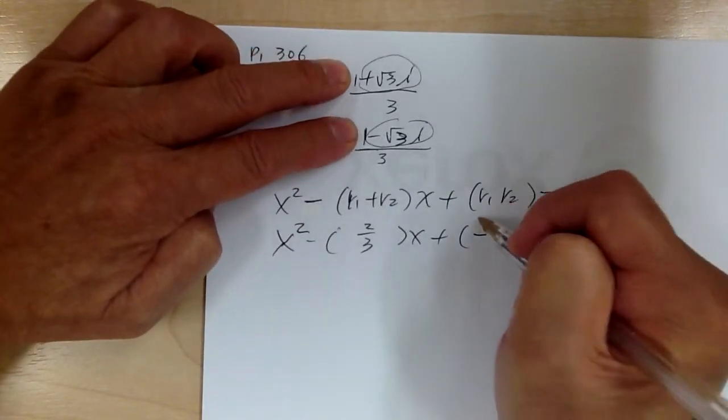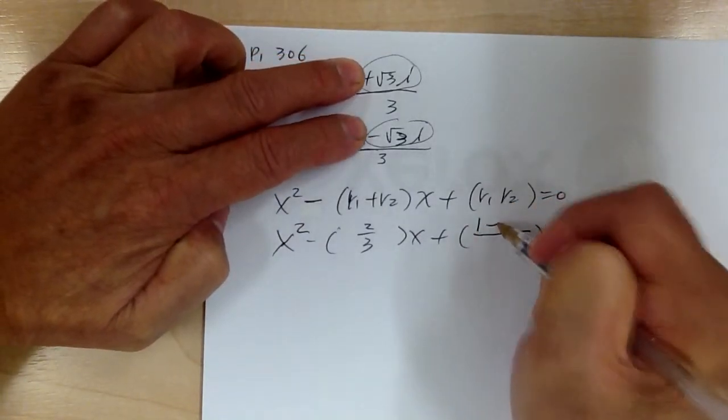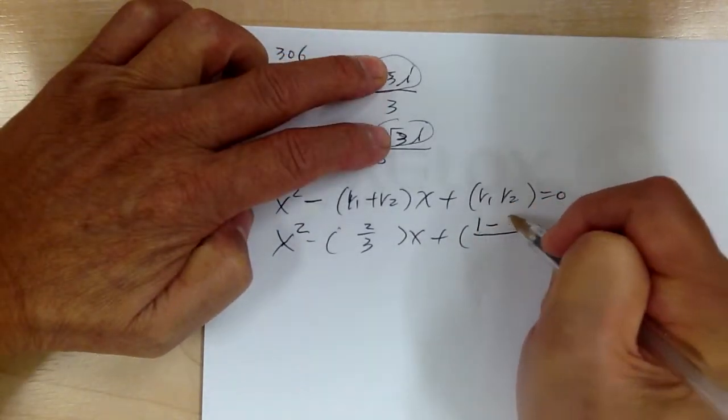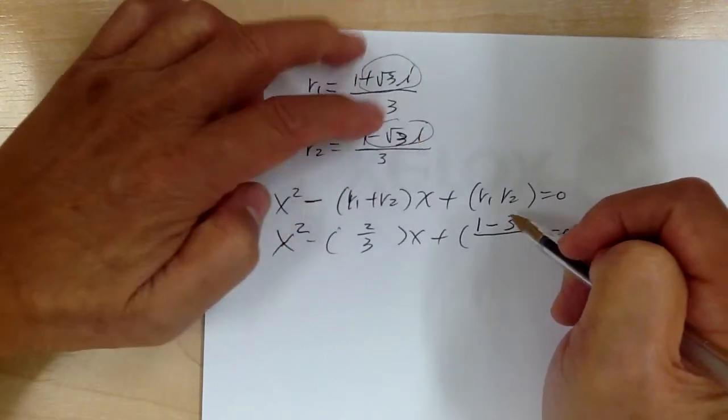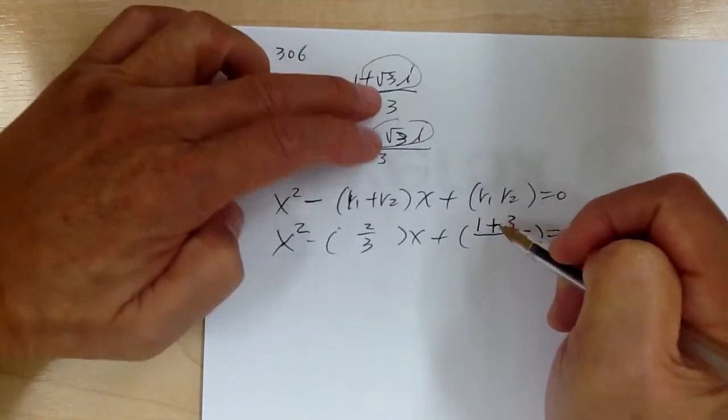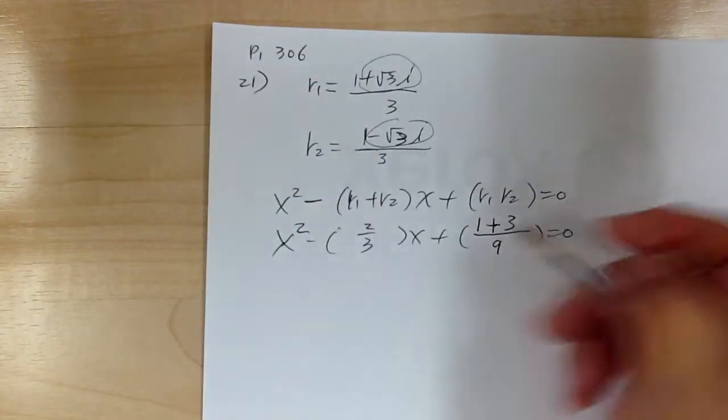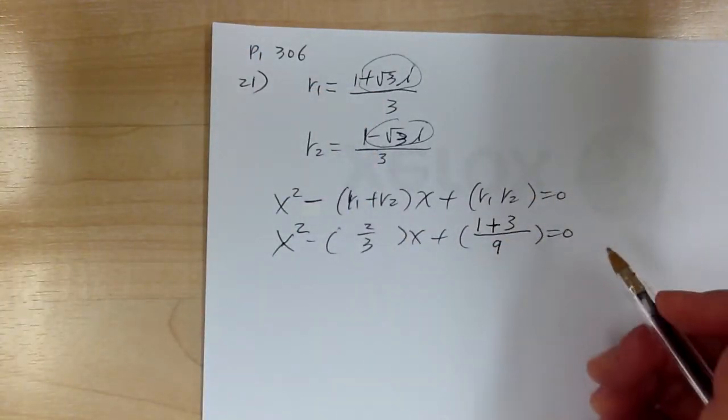So 1 times 1 is 1. Plus times minus is minus. Square root 3 times square root 3 is 3. I times I is negative 1. So this becomes plus. 3 times 3 on the bottom is 9. Okay, so just multiply the corresponding part.